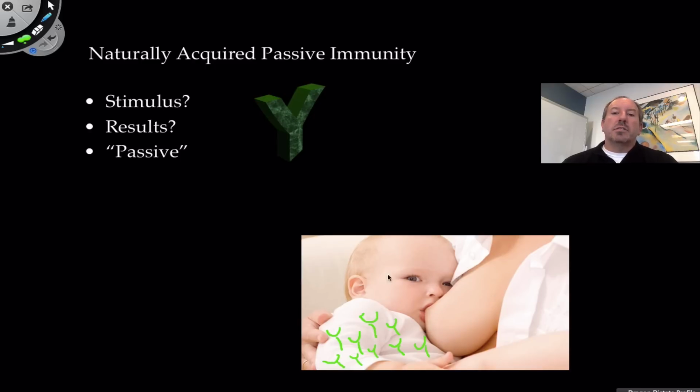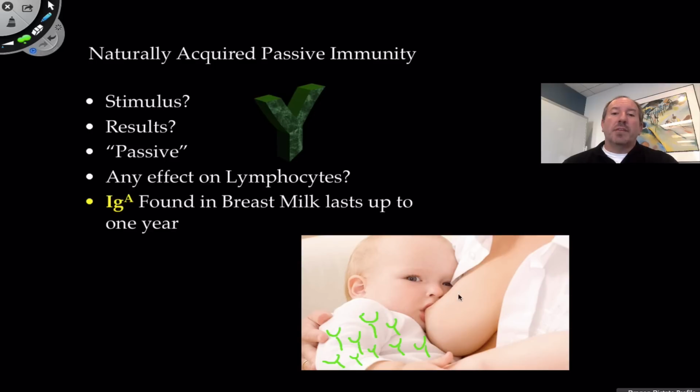And so the result is that it's passive because the baby isn't really developing these proteins on their own. And so there's no effect on the lymphocytes, and the lymphocytes aren't making their own. So the baby's getting the benefit of breastfeeding from the mother. And this particular type of immunoglobulin is usually immunoglobulin A. And it lasts for about a year. These are proteins, and so the baby needs to make her own proteins.